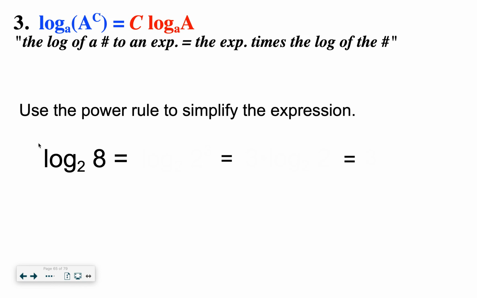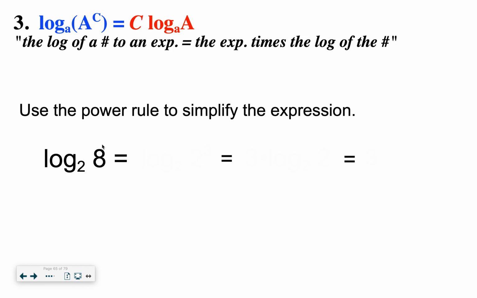An example down here, if you look at log base 2 of 8, do you know what that equals, by the way? 2 to the what is 8? I already know that that answer is 3. Okay, but I want to use the power rule to show that I could expand on this to also get 3. Well, there is no power here. Well, there is. There's a power of 1, right? But that doesn't really change anything.